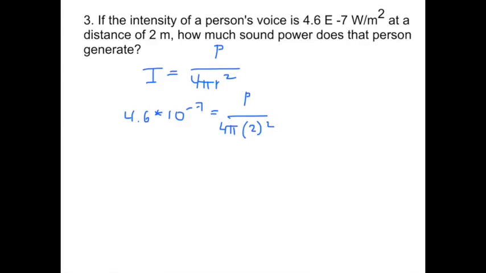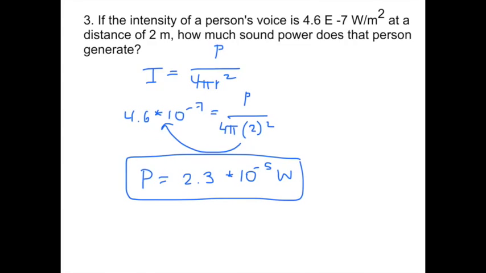So if I multiply this 4 pi times 4 all the way over to the other side, to isolate the P, we get that power is equal to 2.3 times 10 to the negative 5 watts. That's the power output of the person's voice.